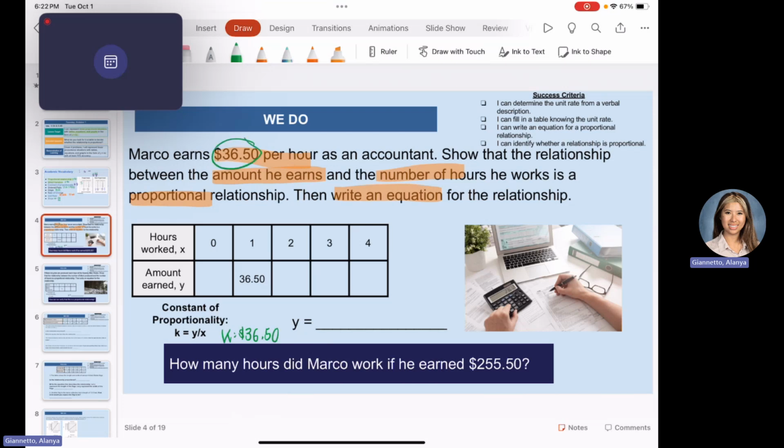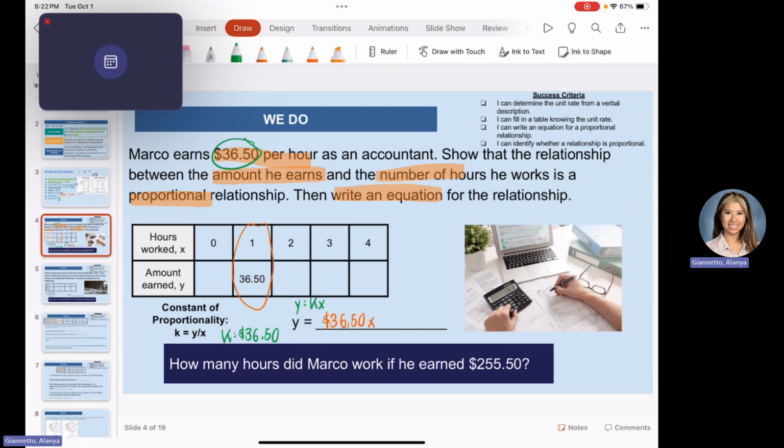Okay, so our equation is going to be in the form of y equals kx. So of course, our equation is going to be y is equal to $36.50x. I'll go ahead and add the dollar sign since we are talking about money. We can see that the hours worked is our x value, and that means the amount earned is our y value, right? So we have one ordered pair already filled out for us. That's 1, 36.50. What we're going to do is plug in each of the x values and multiply it with the 36.50 to get our y.